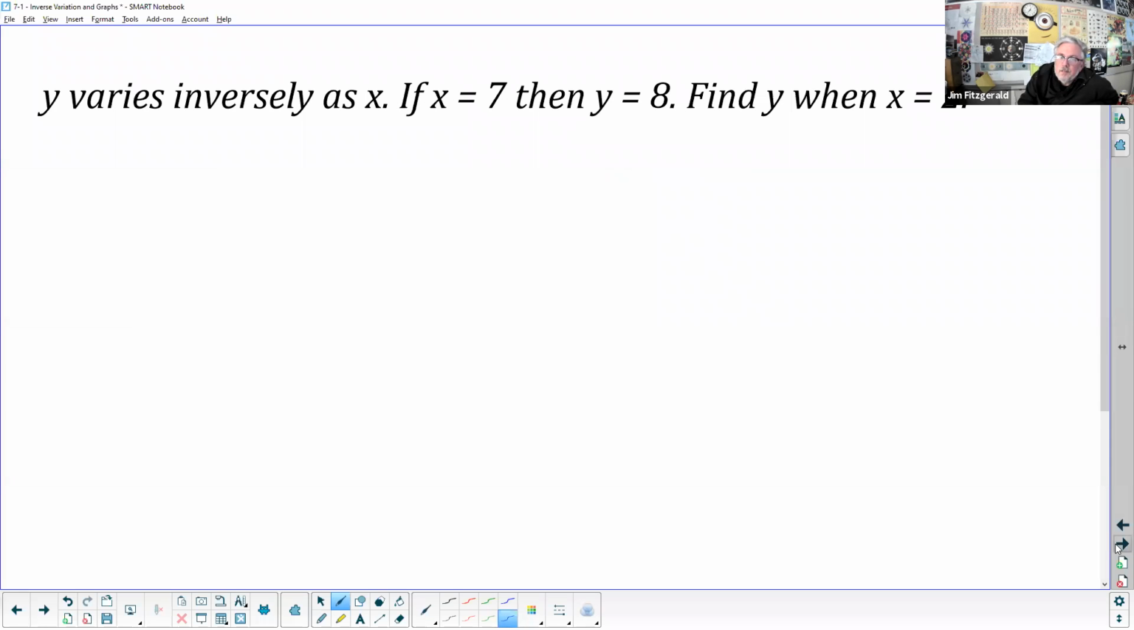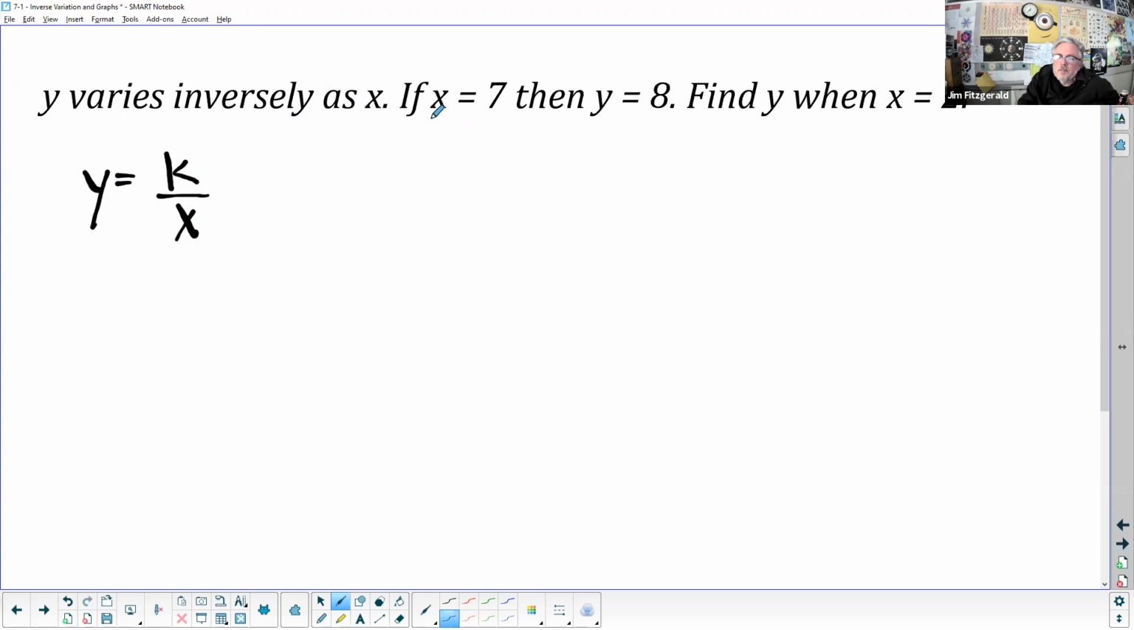All right, and so then these are some of the questions that you guys were asking about. So y varies inversely as x. What this means, y varies inversely as x, so not x squared or anything like that, it's inversely as x. So that just means that y is equal to k over x. And we don't know what that k value is, but we need to find out what that is.